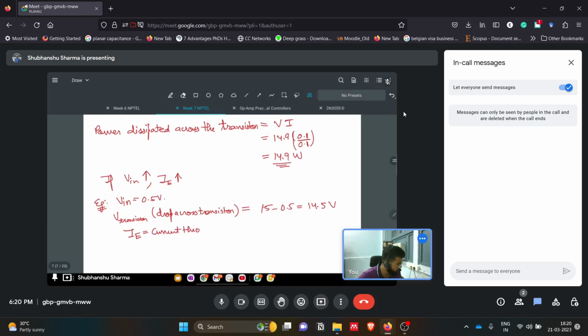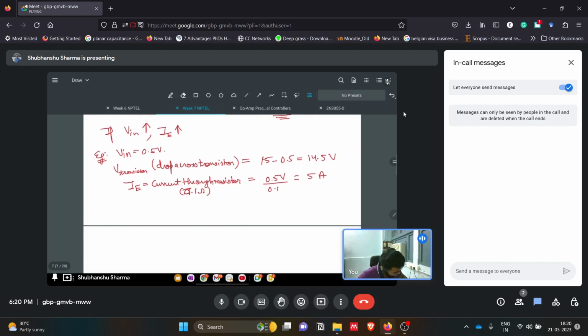So this drop across the transistor decreased, but the current through the resistor, which is 0.5 volt V in divided by 0.1, will be 5 amps. So the power dissipated now will be 14.5 into 5, which is around 72.5 watts.